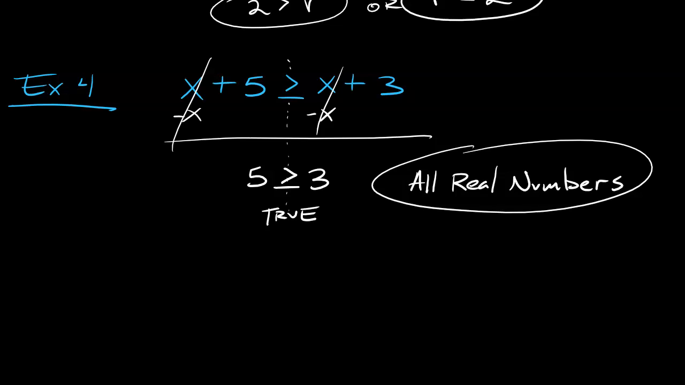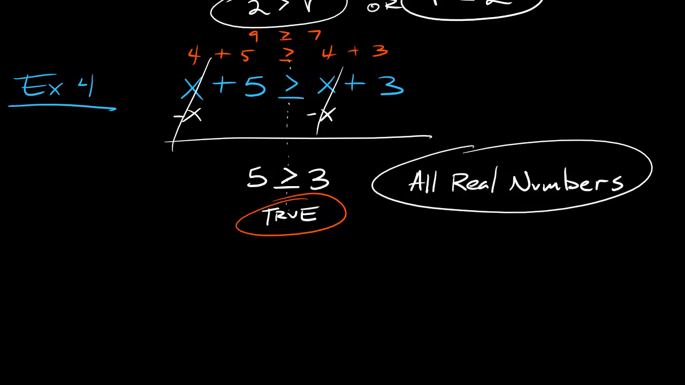So this means no matter what number I put in place of x. So let's say I put 4 in place of x. 4 plus 5 greater than or equal to 4 plus 3. Well, then that would just say 9 is greater than or equal to 7, which is true. No matter what number I put in place of x, this is always going to be true. So then all real numbers work.